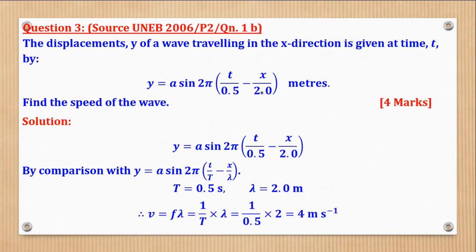So now that I have T, I can get the velocity by saying velocity is equal to frequency times wavelength, and frequency is 1 over T. So substitute for T and the wavelength to give you the speed they wanted.